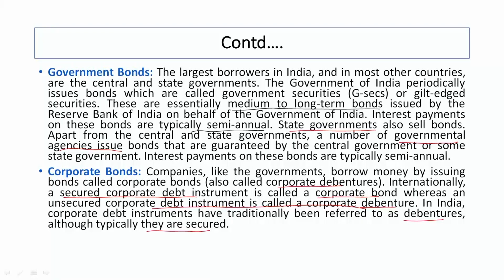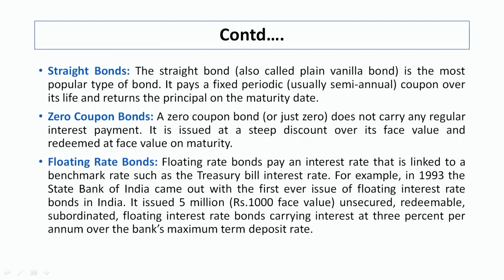Now, coming to different types of corporate bonds. The first bond is the straight bond, also known as plain vanilla bond. It is the most popular type of bond and it pays a fixed periodic, basically semi-annual, coupon over its life and returns the principal at the time of maturity. It is a simple bond. There are no special rules or inherent features related to this bond. Whatever the basic terms of a bond are, this straight bond is related to that.